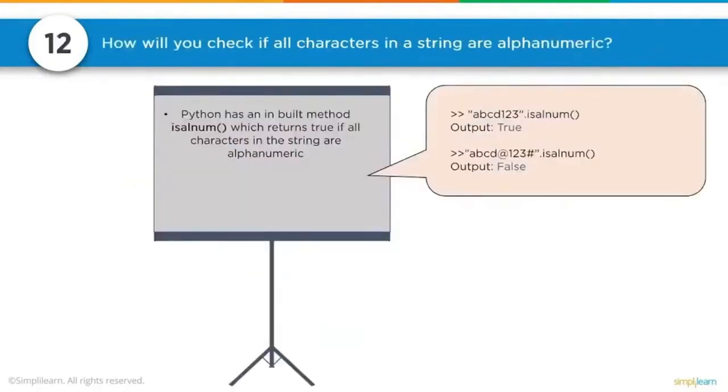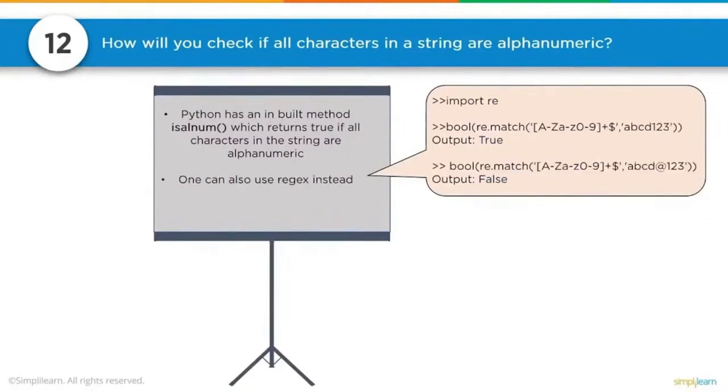Number 12, how will you check that all the characters in a string are alphanumeric? Python has an inbuilt method, isalnum, which returns true if all characters in the string are alphanumeric. You can see here, ABCD123 isalnum, output equals true. And the second line, ABCD, the @ symbol, 123, the pound symbol, isalnum, output equals false. So really you just want to know about isalnum, alphanumerical.